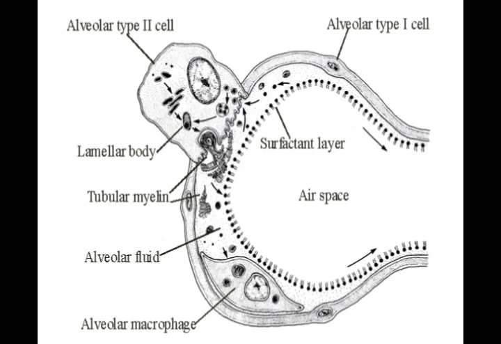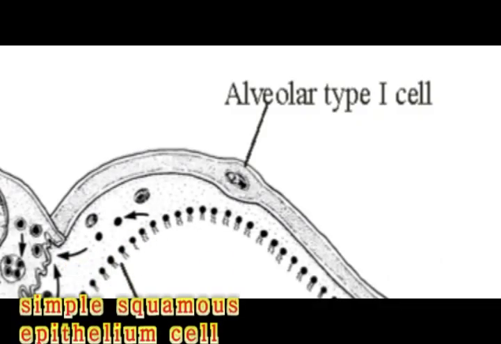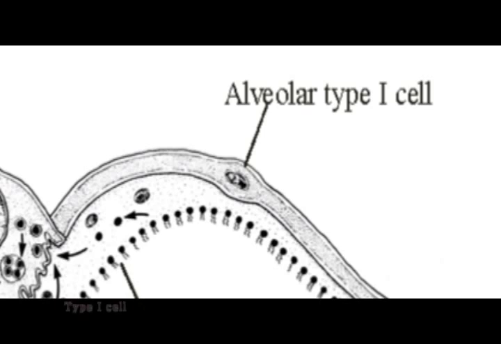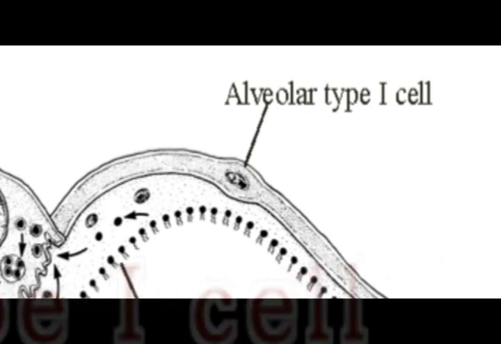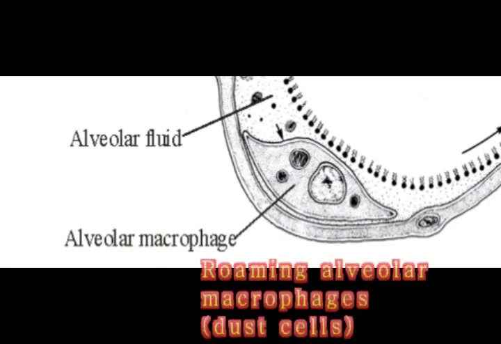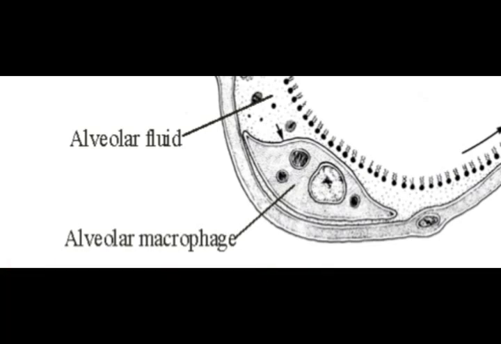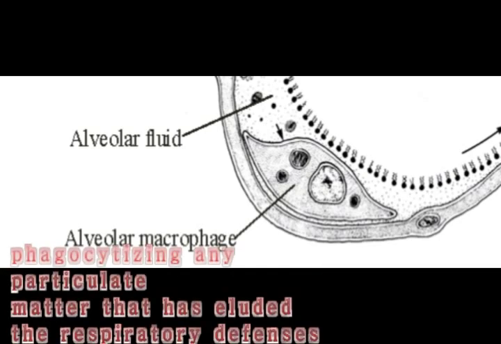The alveolar epithelium consists primarily of simple squamous epithelium. The squamous epithelial cells, called type 1 cells, are unusually thin and delicate. Roaming alveolar macrophages, or dust cells, patrol the epithelium, phagocytizing any particulate matter that has eluded the respiratory defenses and reached the alveolar surfaces.